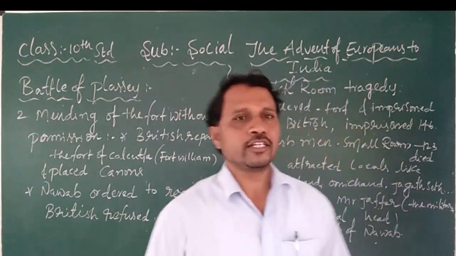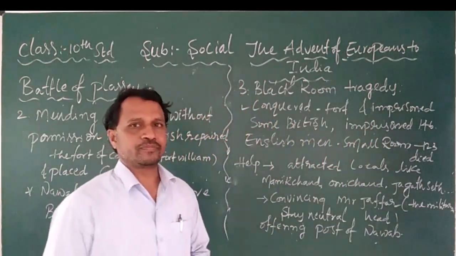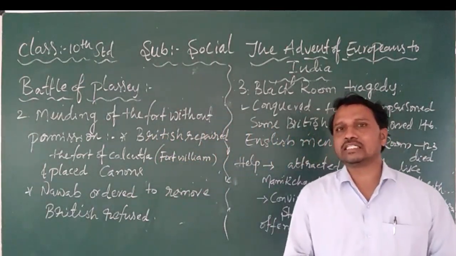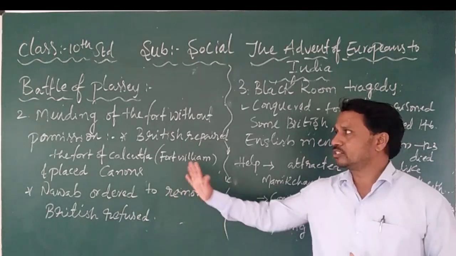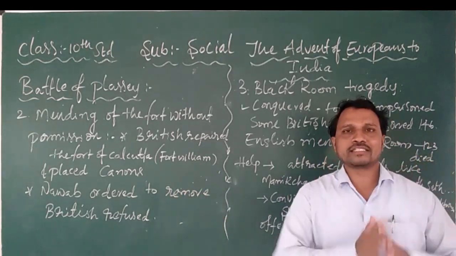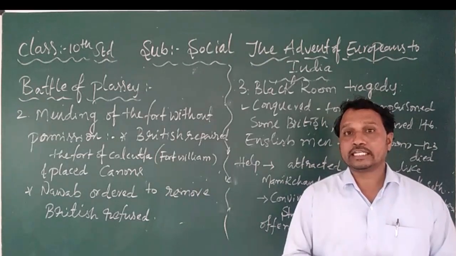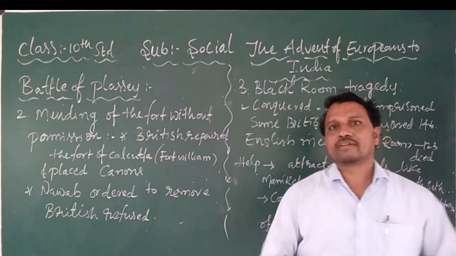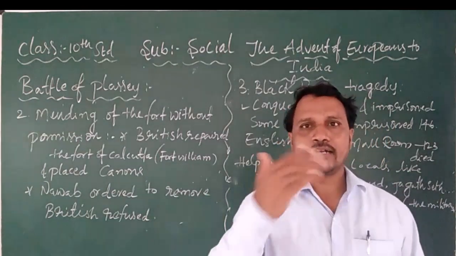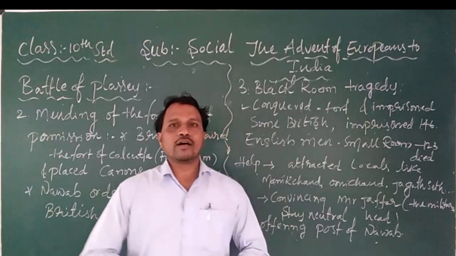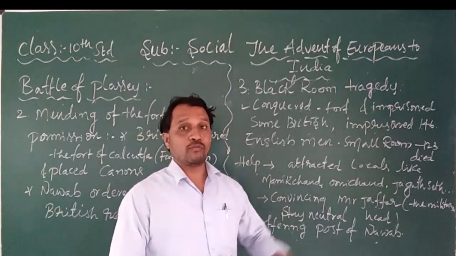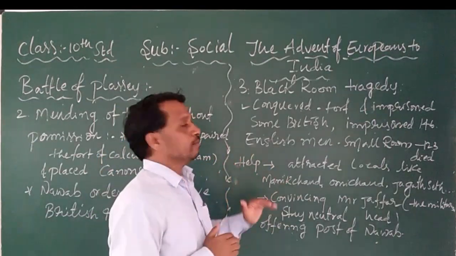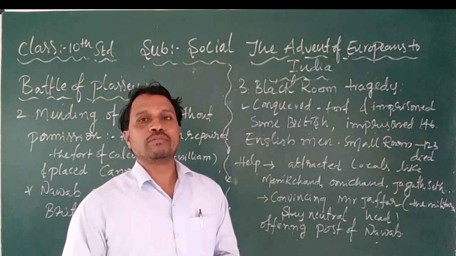The third reason is the Black Room tragedy. So, the Black Room tragedy, what is this? I will explain now, student. When the British were mending the port and storing cannons in the port, it angered the Nawab of Bengal, and he was ready to capture this port. He invaded the Calcutta port and captured it. And what he did while capturing Port William here made the Black Room tragedy.